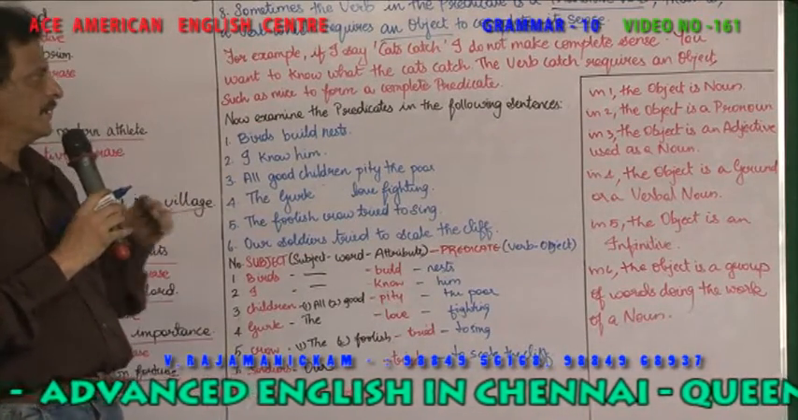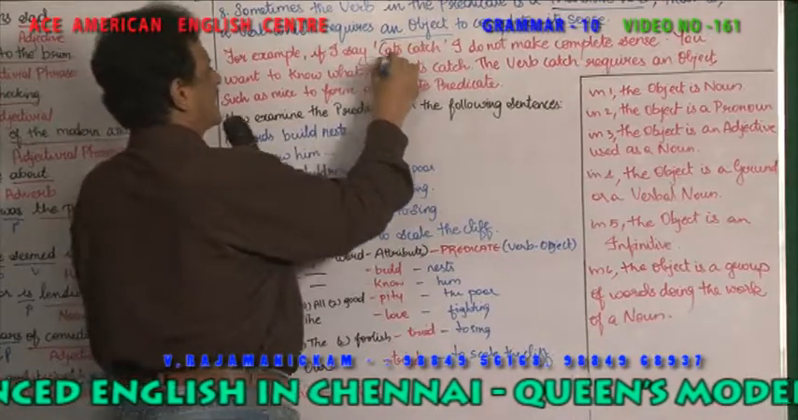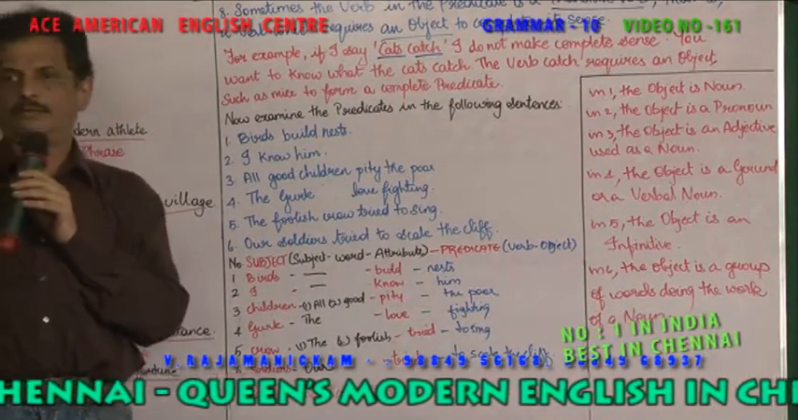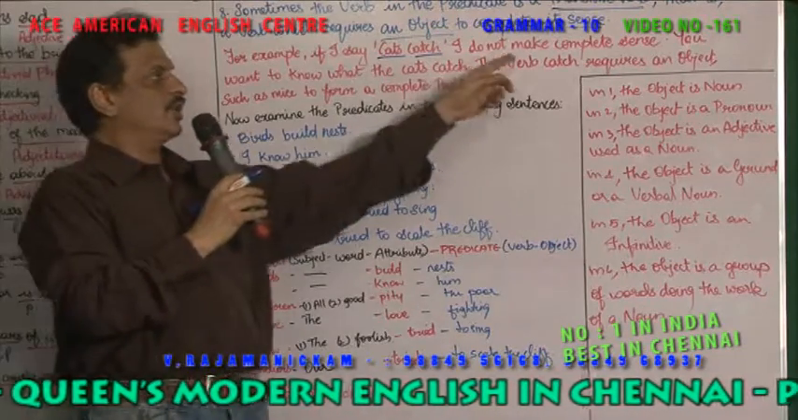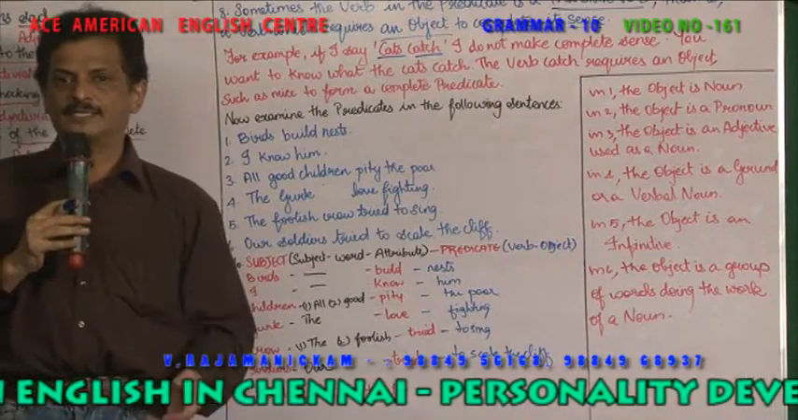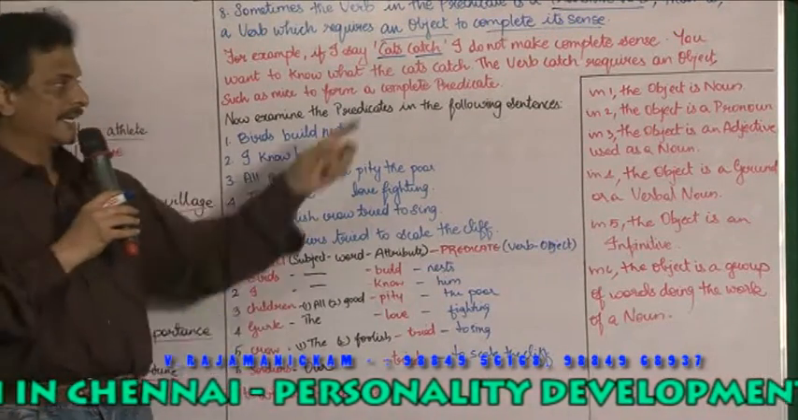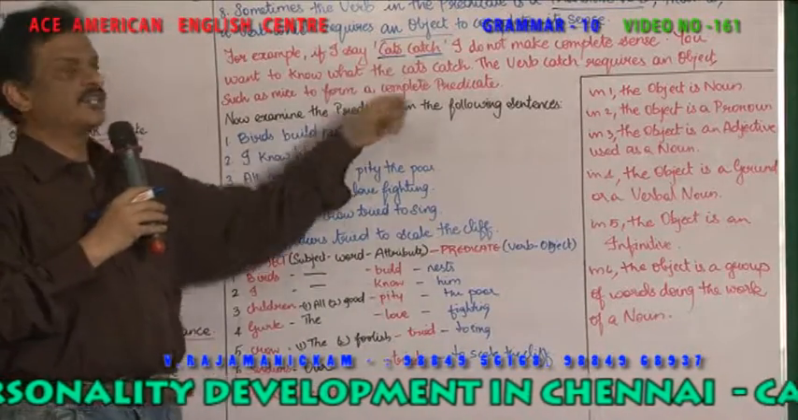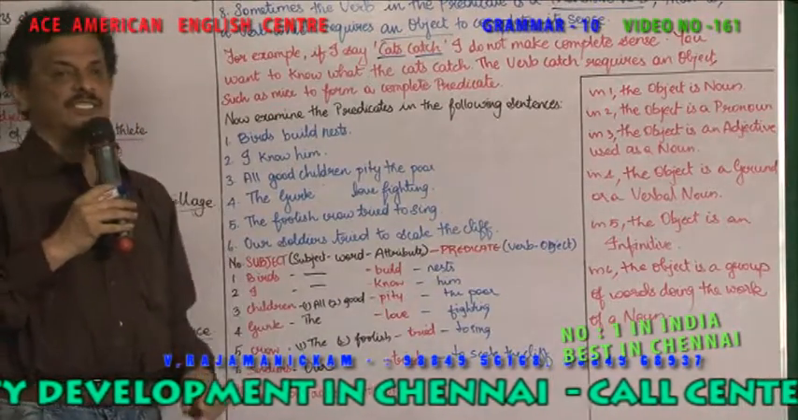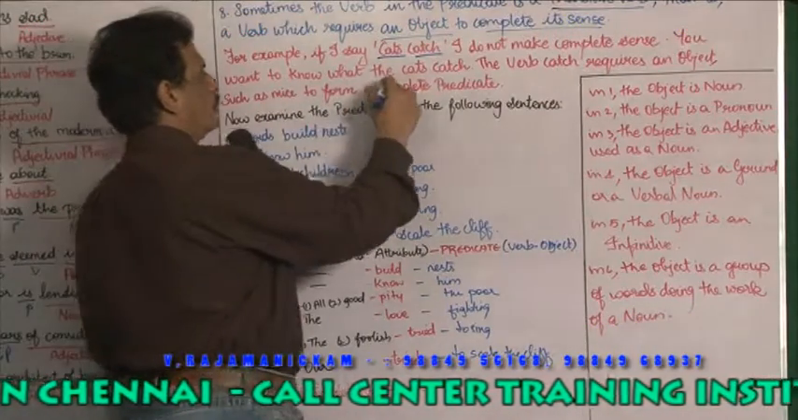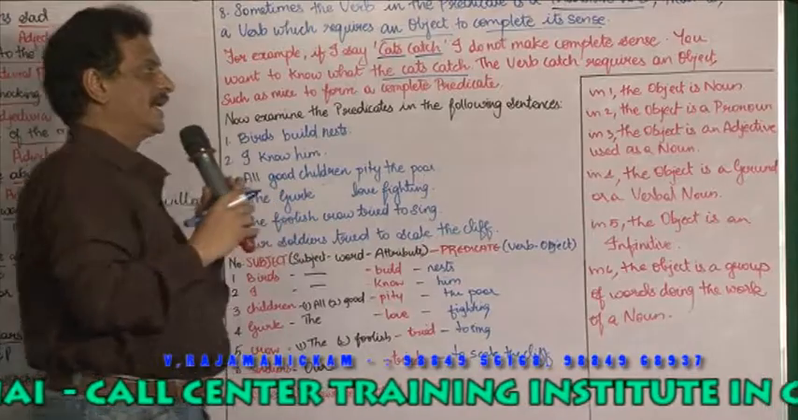For example, if I say "cats catch," you don't get it, it's not a full meaning. See, I do not make complete sense, right? If I say "cats catch," I don't make complete sense. I need some object. Cats catch what? You need something else. So it becomes a transitive verb. It transfers itself to an object. You want to know what the cats catch. What do the cats catch?